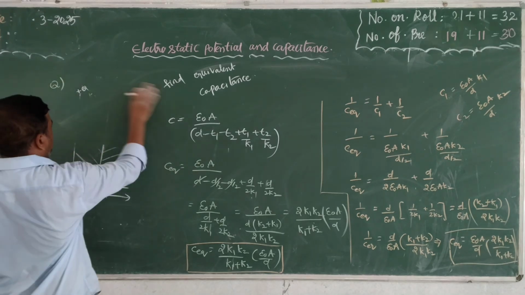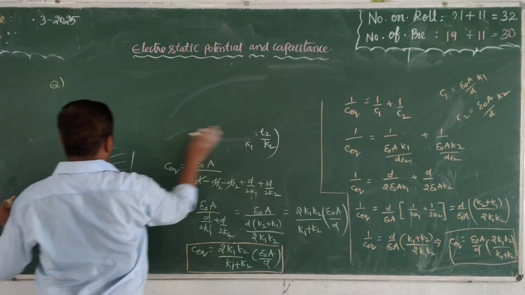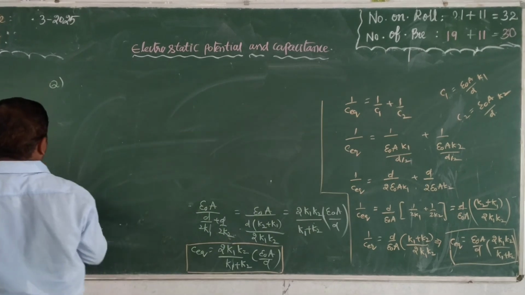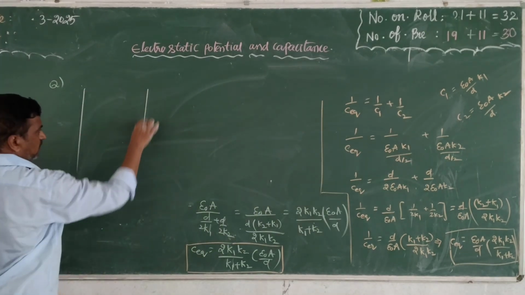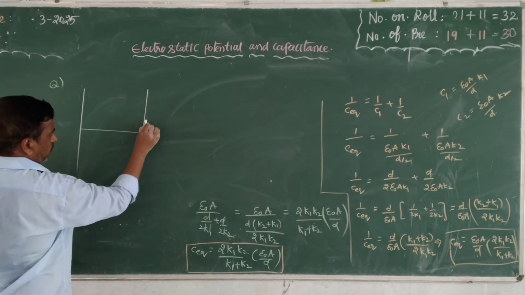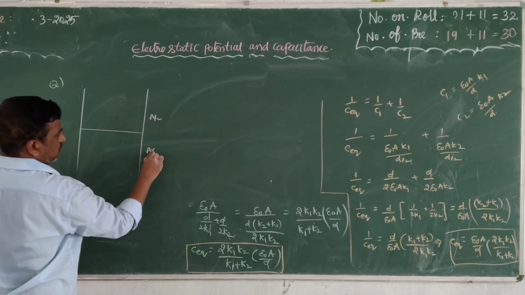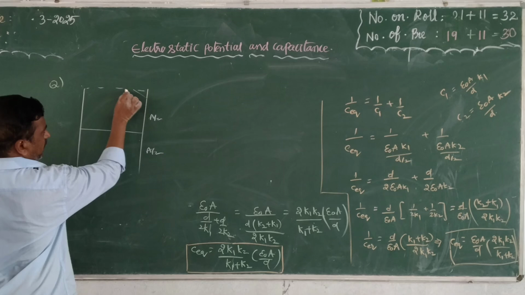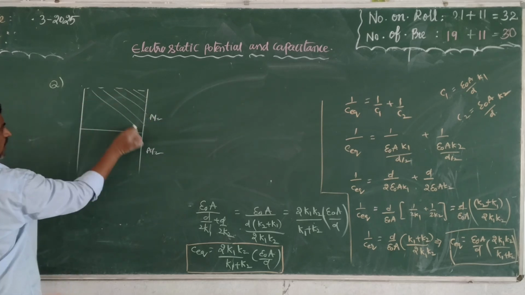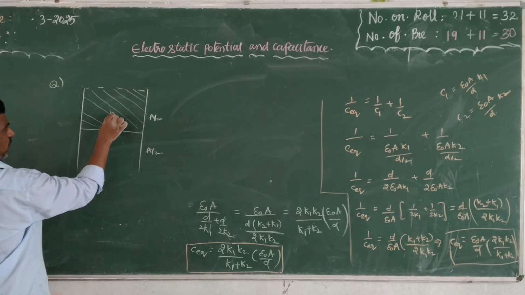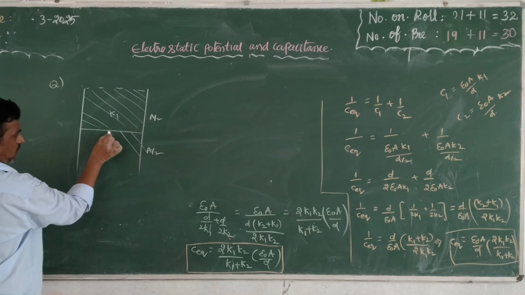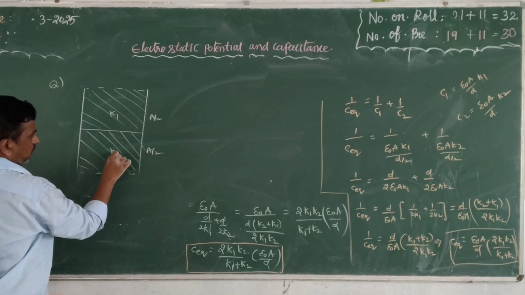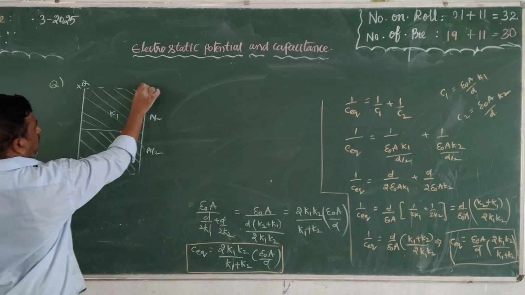Now we can see one parallel case, one problem. Here I write: these are the parallel plates, divided into halves, A by 2 and A by 2. It is filled with dielectrics; one has dielectric constant K1 and the other has dielectric constant K2. The plates carry plus Q and minus Q.